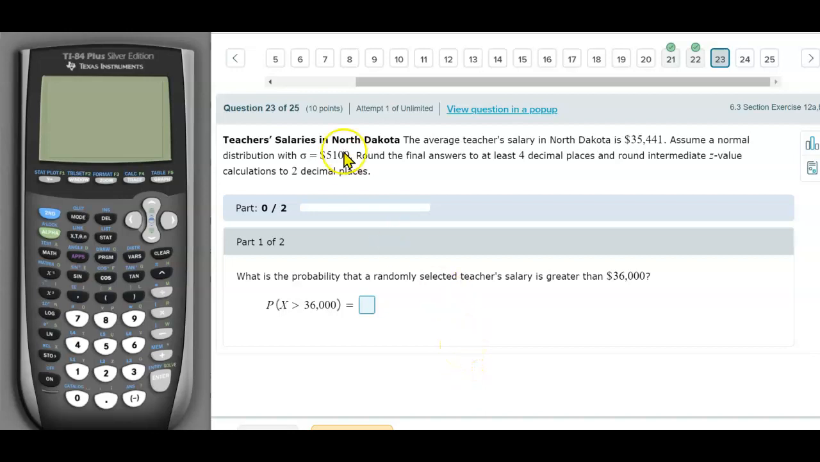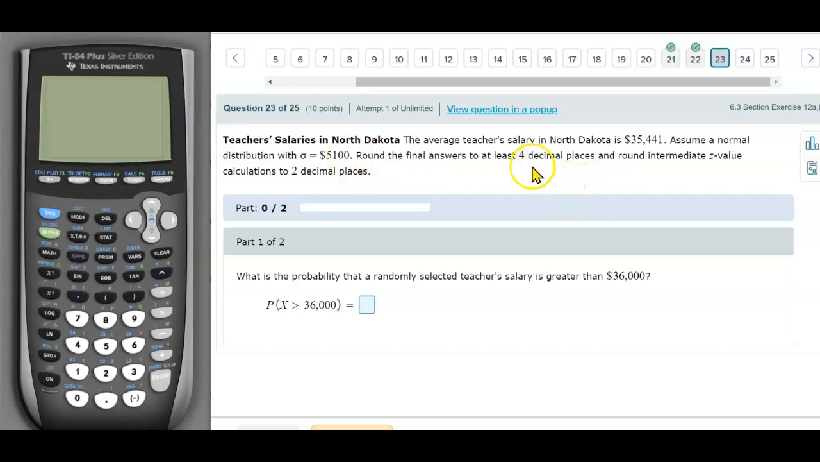So what we have here, again, is a teacher salary. I think Pearson is obsessed with teacher salaries. Anyway, regardless, the first keyword here is the average. The average is 35,441. The second keyword is normal distribution, so you know you are dealing with a normal distribution. What we are missing is the standard deviation, and actually they wrote sigma instead. Sigma equals 5100. So that's your sigma, the standard deviation.